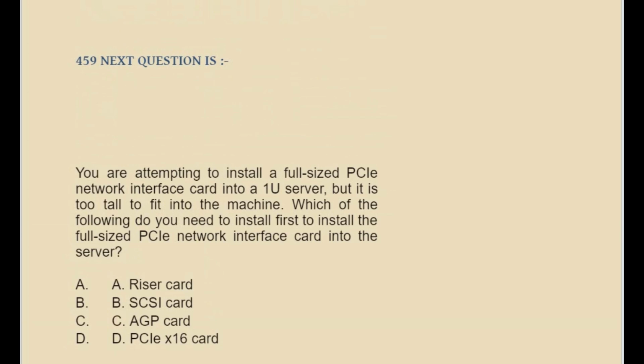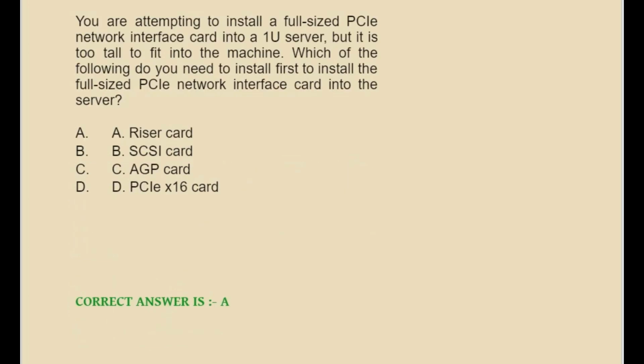Question is you are attempting to install a full-sized PCIe network interface card into a 1U server, but it is too tall to fit into the machine. Which of the following do you need to install first to install the full-sized PCIe network interface card into the server? Option A riser card. Option B SCSI card. Option C AGP card. Option D PCIe X16 card. Correct answer is option A.